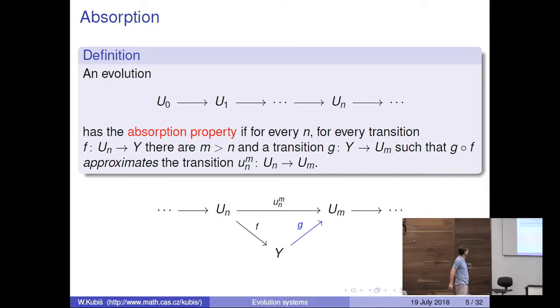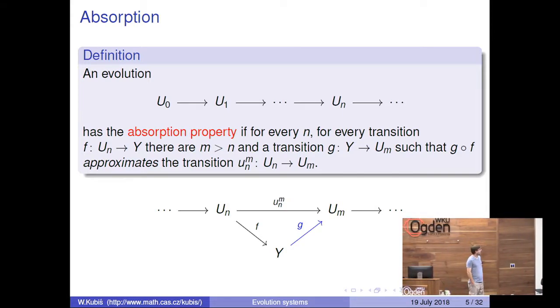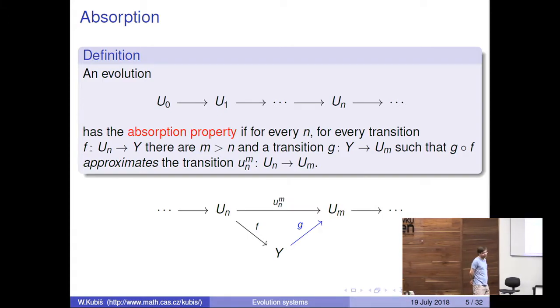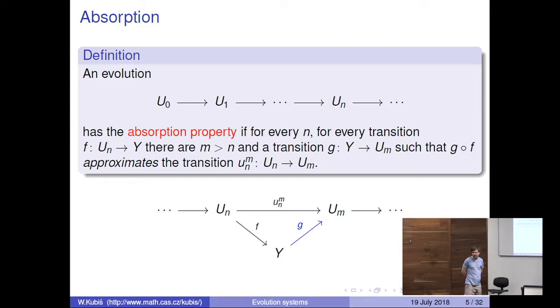What does it mean, approximates? So, you can read it: it equals, yeah? G composition F equals U and M. This is okay, fine, but in some cases you cannot achieve this. I mean, you really make some errors.